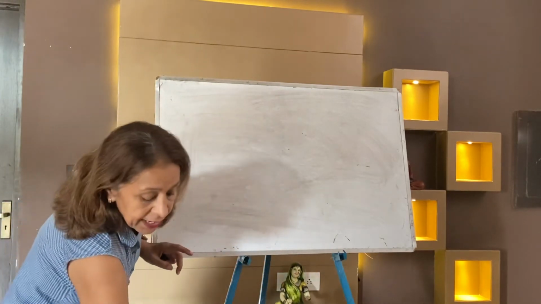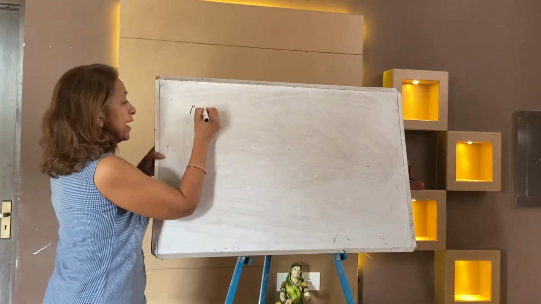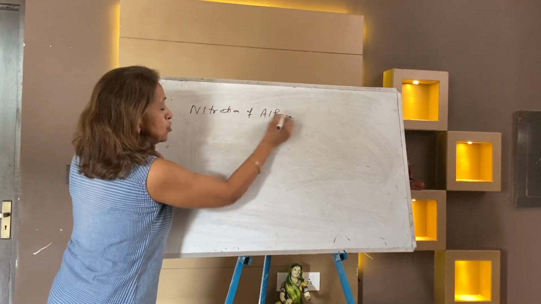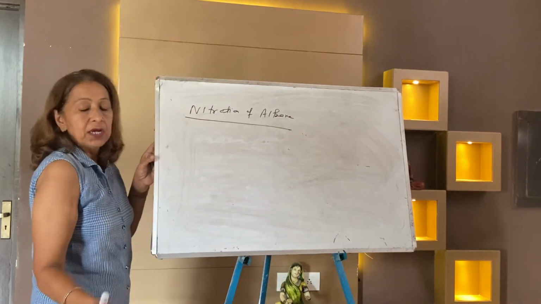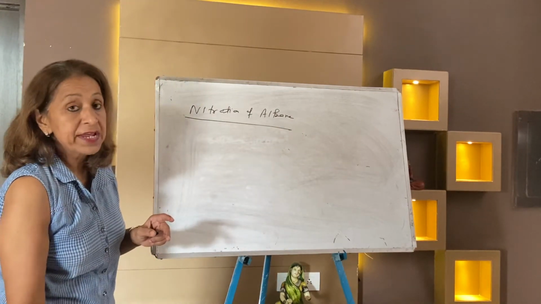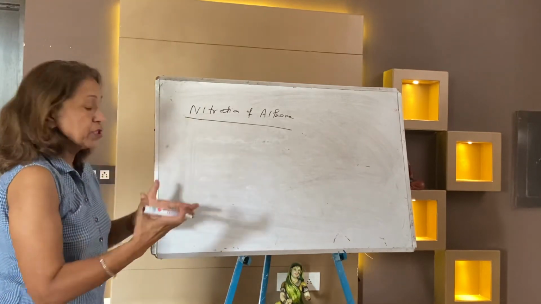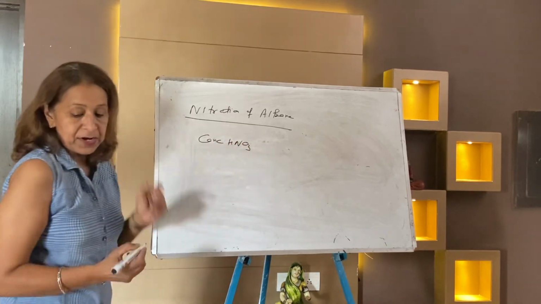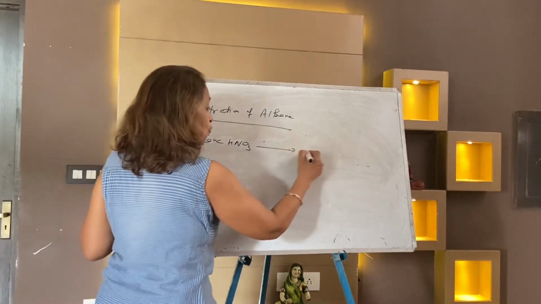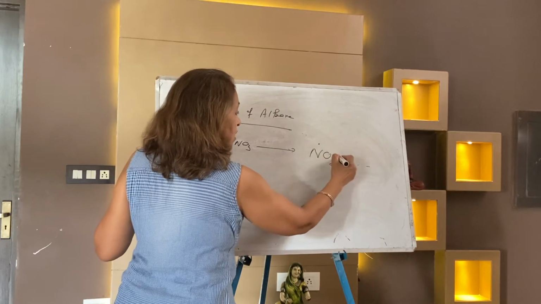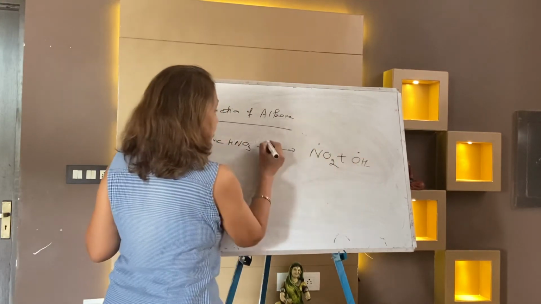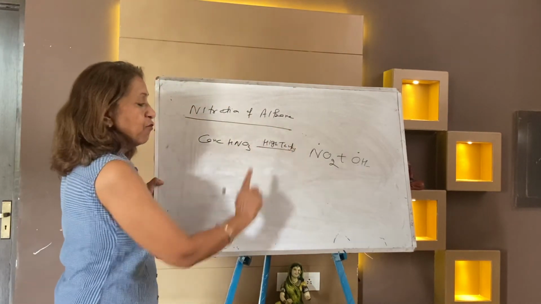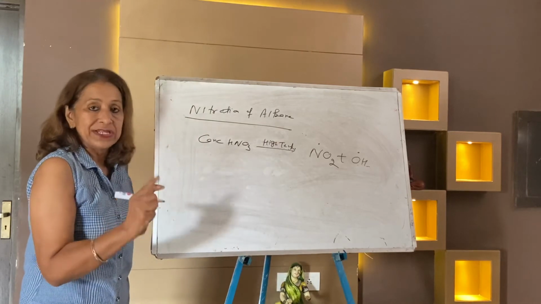Now next you can take nitration of alkane. Nitration of alkane is not possible at low temperature. It is only possible at high temperature, and various products form, that is a mixture of products. First of all, you take concentrated HNO3, which at high temperature breaks, giving you an NO2 radical and an OH radical.